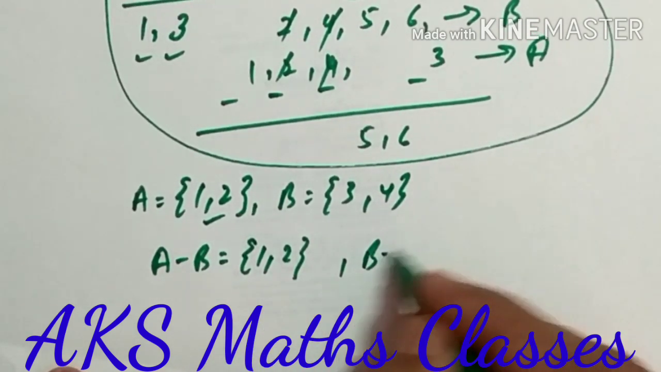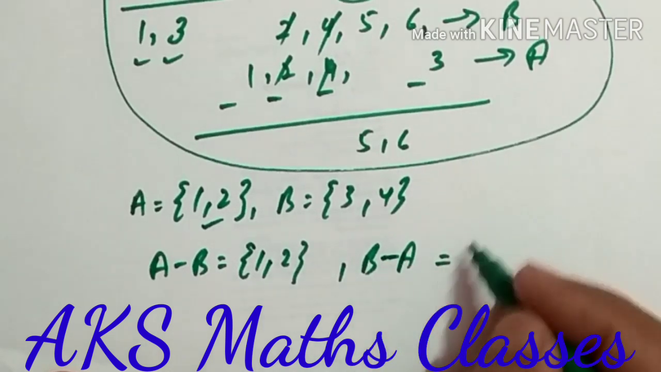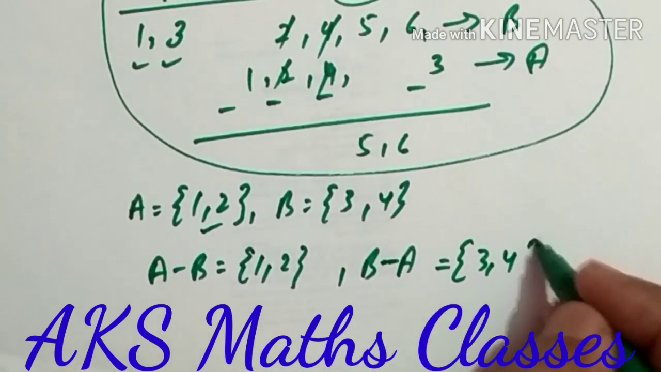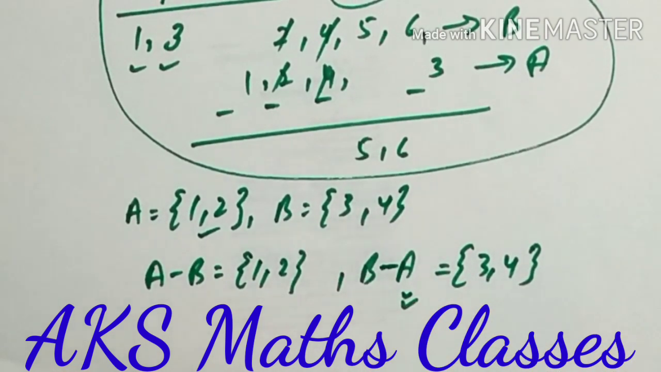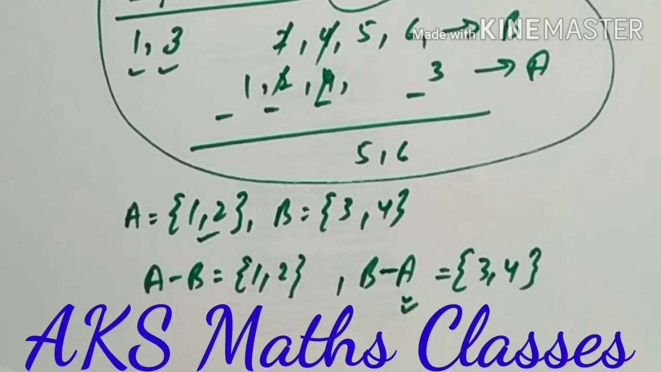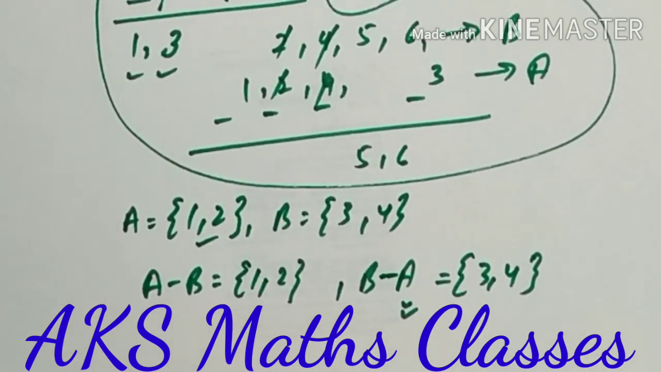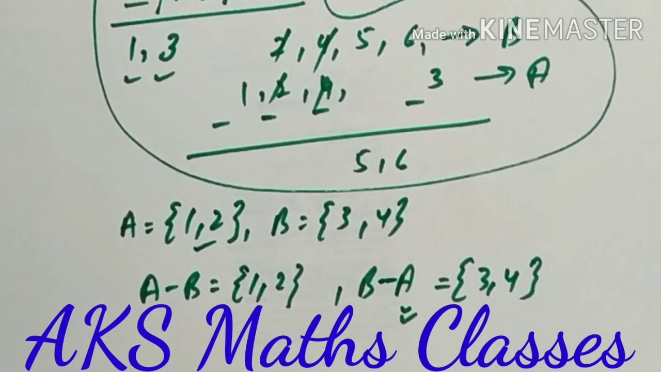It will come as it is. And similarly, if we find B minus A, what will come here? It is 3 comma 4, because no element of A is coming in the set B. So that's why this will be 3 comma 4. It is clear now. So now it is clear what subtraction is.